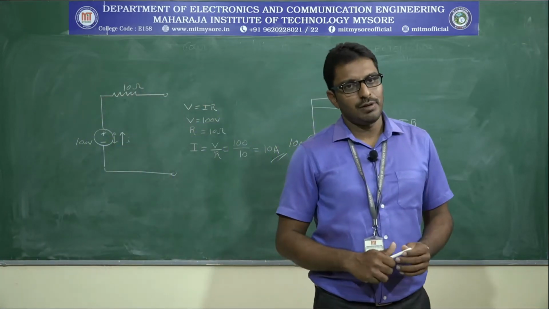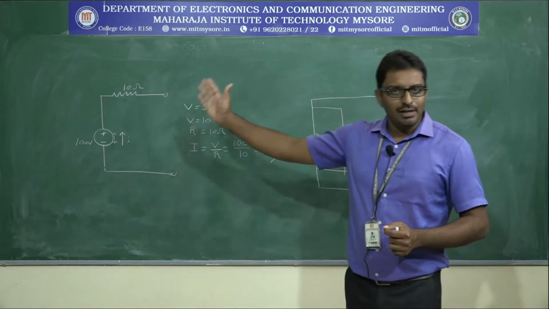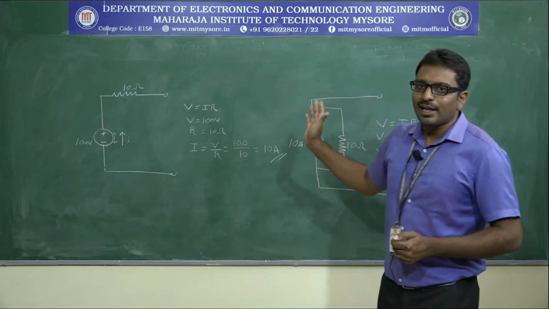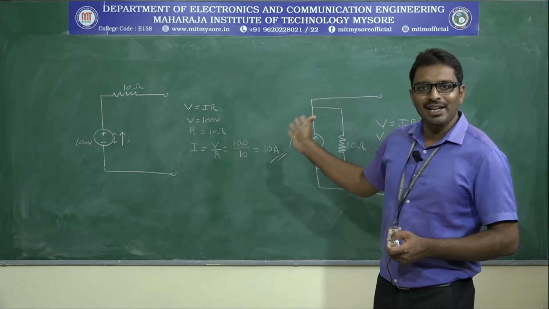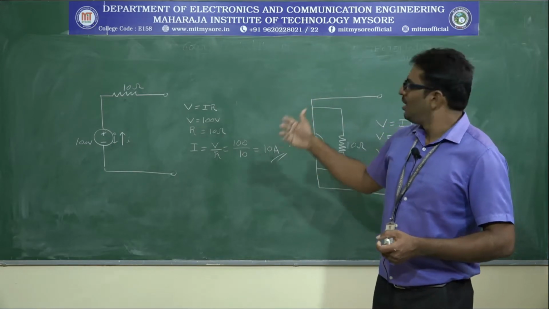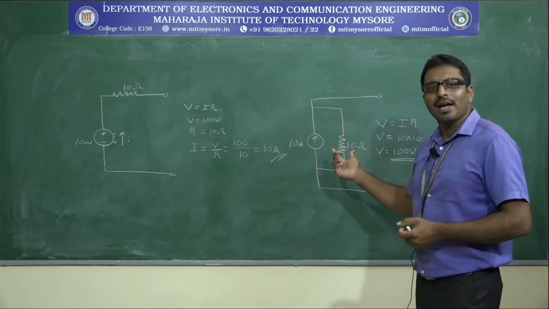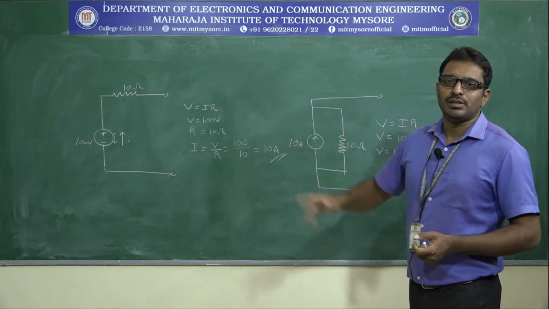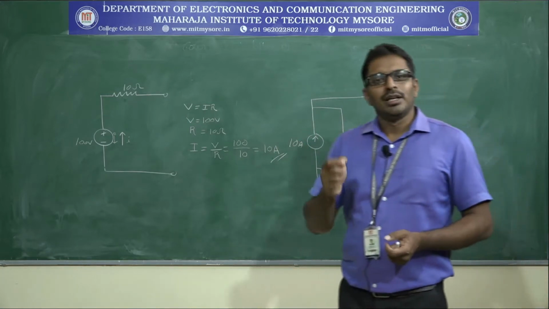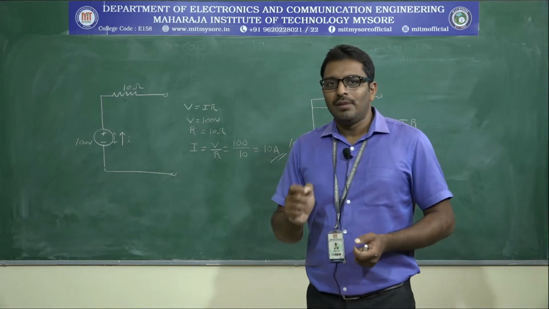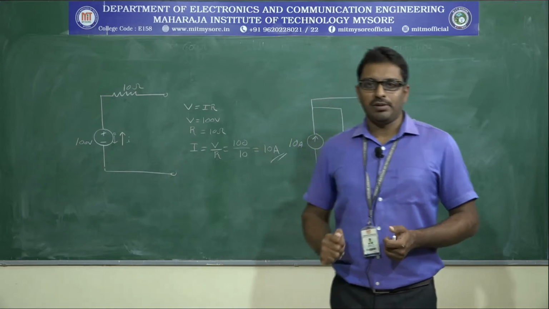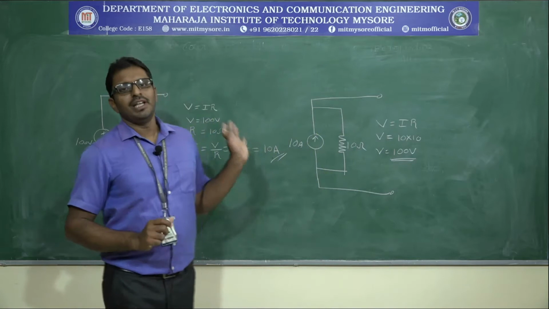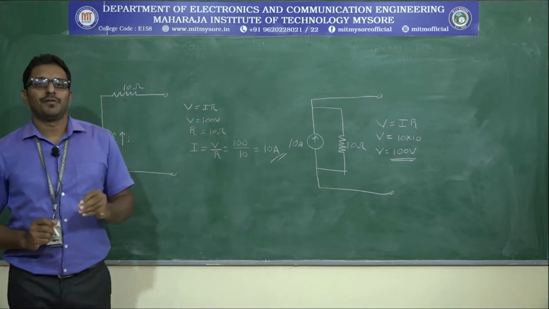What is source transformation? We can convert a practical voltage source into a practical current source, the equivalent current source, and also we can convert the given practical current source back into a voltage source. That is done by using the simple law, Ohm's law, by using the formula V is equal to I into R. So this concept is known as source transformation.